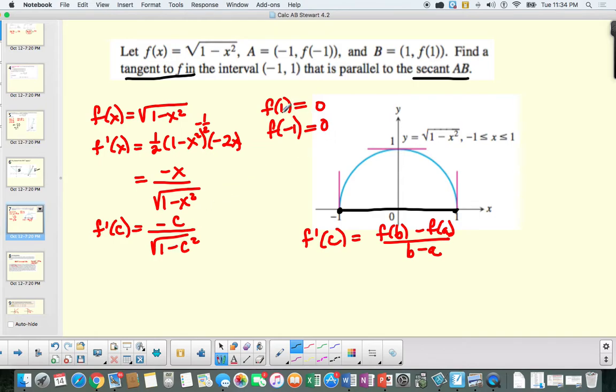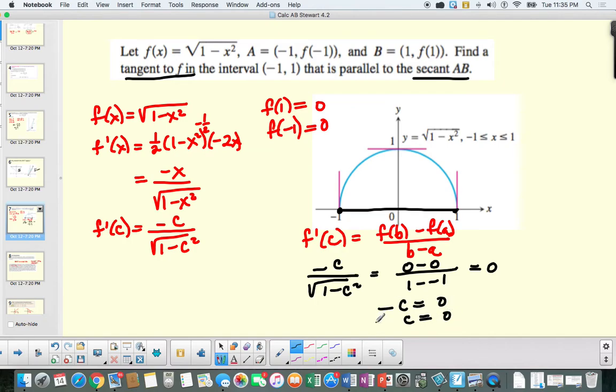And now I have figured out what f of 1 and f of -1 are, so I'm going to be able to put them into my mean value theorem. So this is negative c all over root 1 minus c squared, and f of b and f of a are both the same, so this is really Rolle's theorem, and then this is 1 take away -1. So this is actually equal to 0. And if I cross multiply, I get negative c is equal to 0. So c is equal to 0.